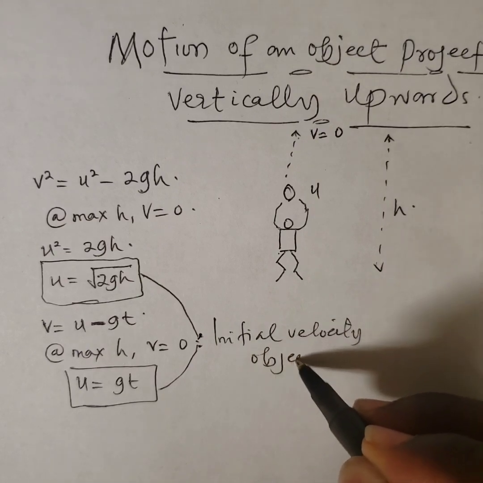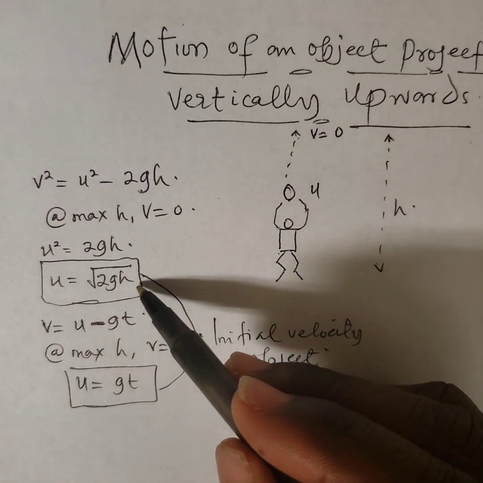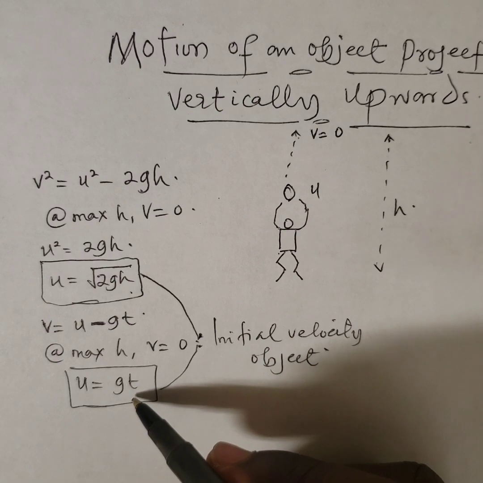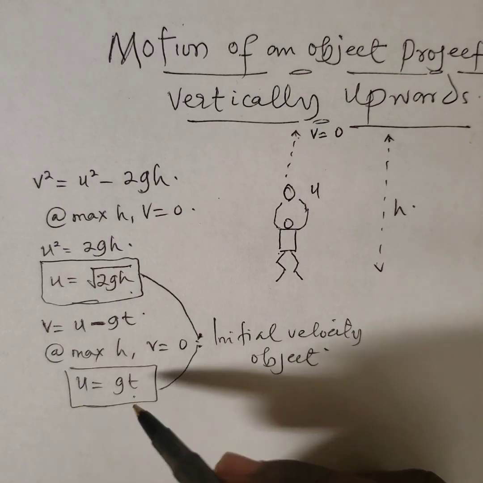Now, this first equation will be very useful when the height is known. And this second equation for calculating the initial velocity will also be very useful when the time is given in the question.